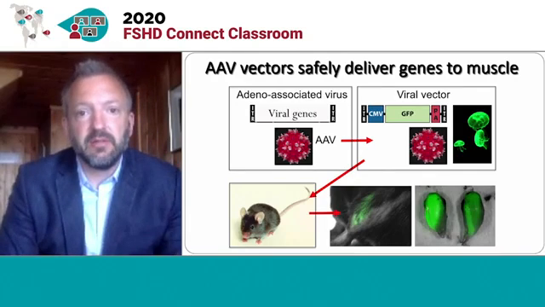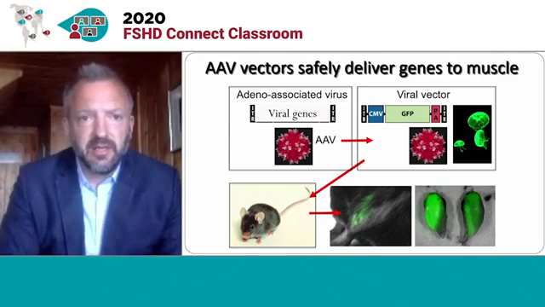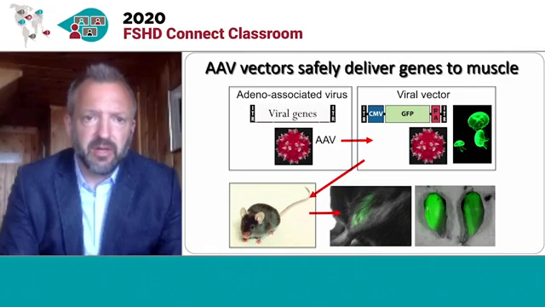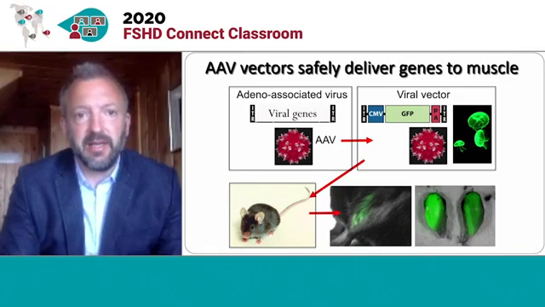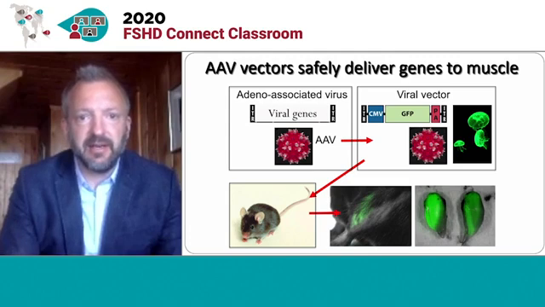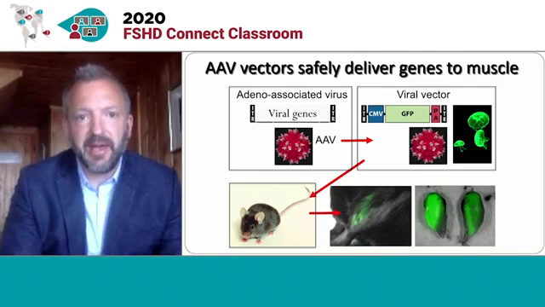This is an example of something my lab has done using AAV vectors. At the top left, you can see an illustration of what we call a viral genome. This is the viral DNA, and I just have something there called viral genes. And there are these things called ITRs, which stands for inverted terminal repeats. Any genes that are packaged within those inverted terminal repeats get incorporated into the AAV particle, which is shown there in red.